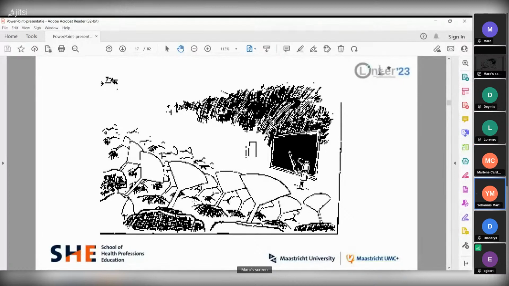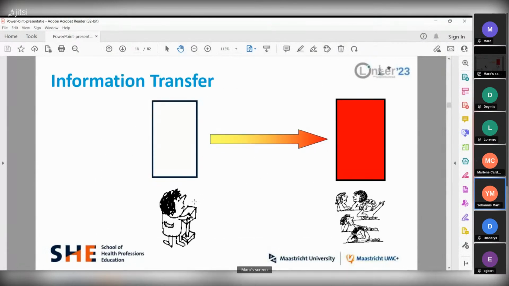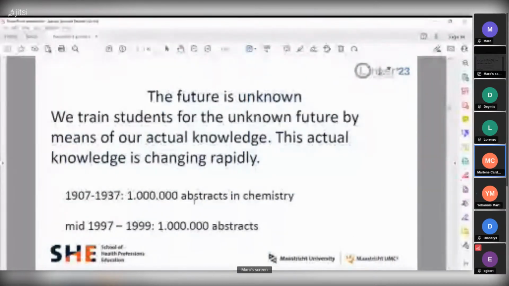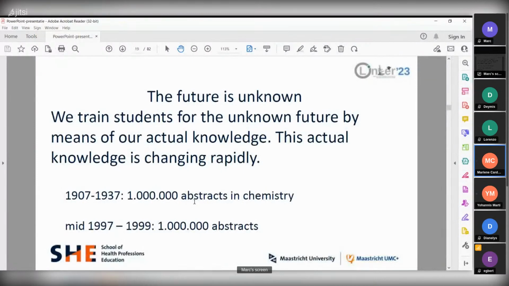So students are not empty vessels that are filled by the wisdom that their teachers are willing to pour into them. So the information transfer is not that I'm talking here and it just suddenly appears in your head. And besides that, the future is very unknown. So we train our students for maybe 60 years of working, and in that 60 years of working, there's so much new research that comes out that it's impossible for us to teach all the students all the things that they need to know for their professional career.